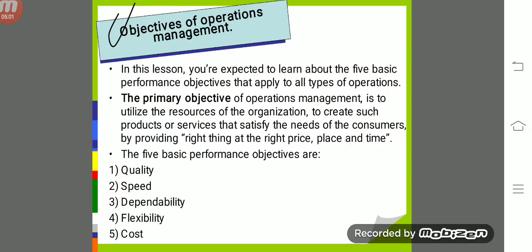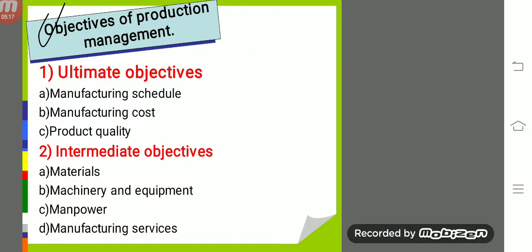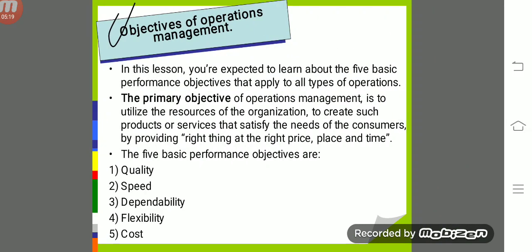These are the main objectives of operation management. Now we are fully clear about production and operation. If the question is about production and operation management objectives, at that time you have to write both: the ultimate objective, the intermediate objective, and these 5 points: quality, speed, dependability, flexibility, and cost.